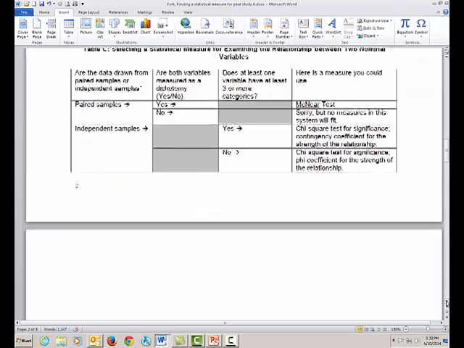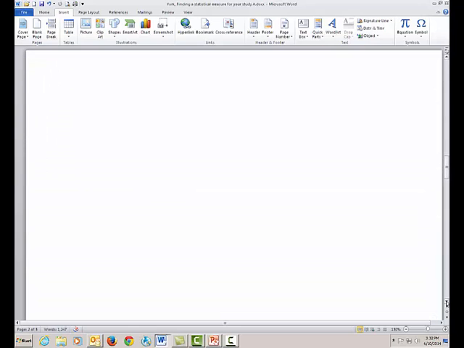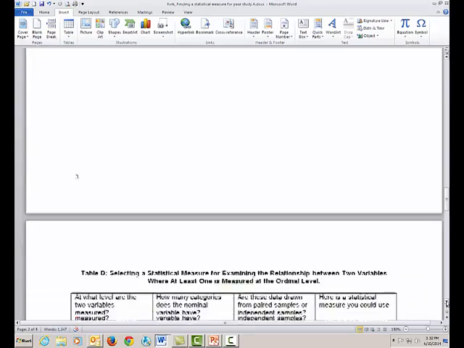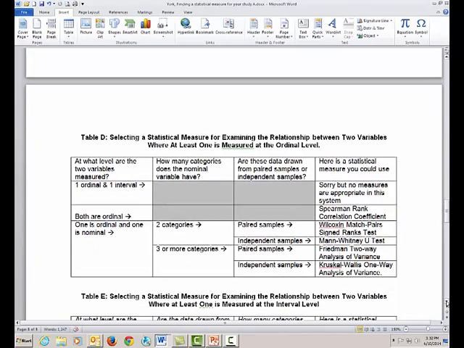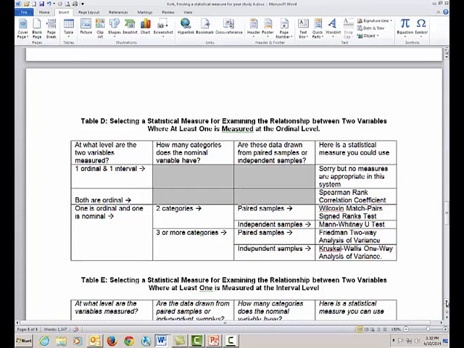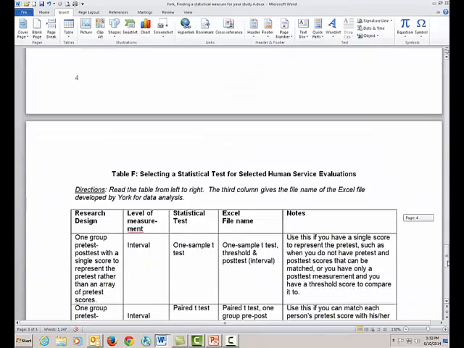So moving on along, I won't go over all of these, but you can see that the next table is selecting a measure for examining the relationship between two variables where at least one is measured at the ordinal level. I hope by now you've gotten the gist of this. You just start at the left, at what level the two variables are measured, move across the table to find yourself a particular statistic. I hope this is useful to you.